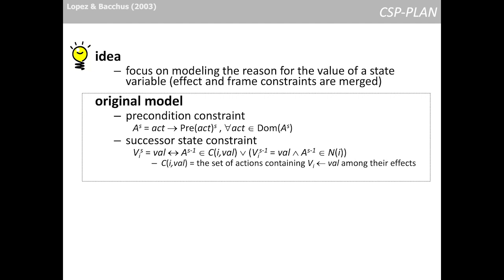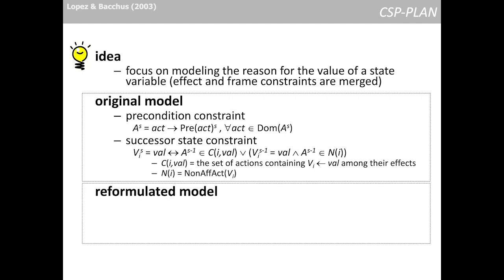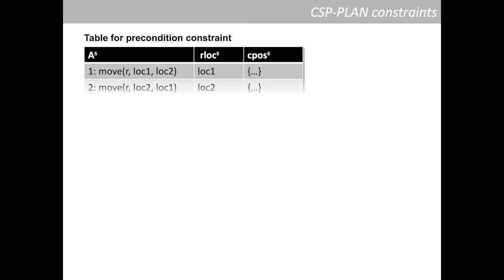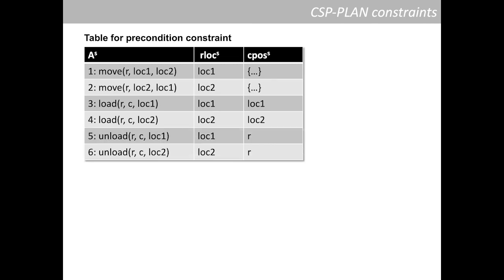But again, there are many constraints in the form of implication and equivalence. So we can reformulate this constraint model using tables like we did before. Specifically, the preconditions can be described using one table, and the successor constraint can be described using other ternary tables. I will now show you the tables to see them more specifically. So we talked about the precondition constraint. The precondition constraint connects the action and the state variables from the previous layer. It's actually part of the table that we use in the straightforward model.